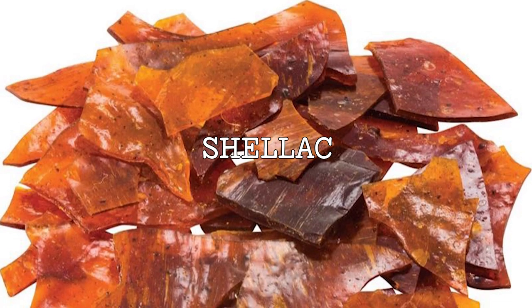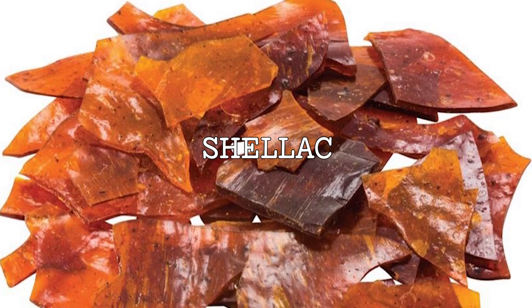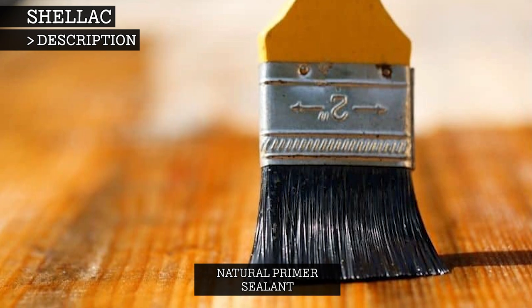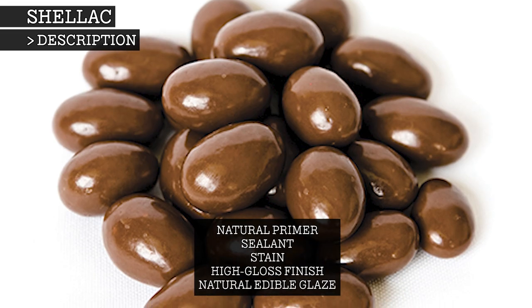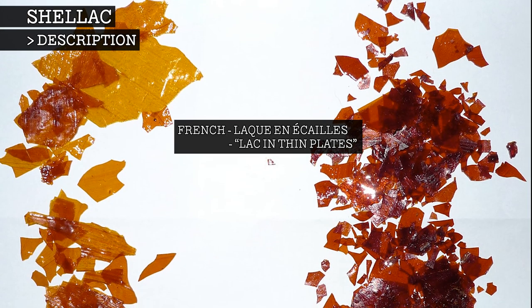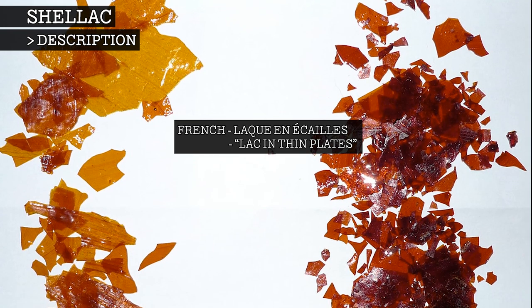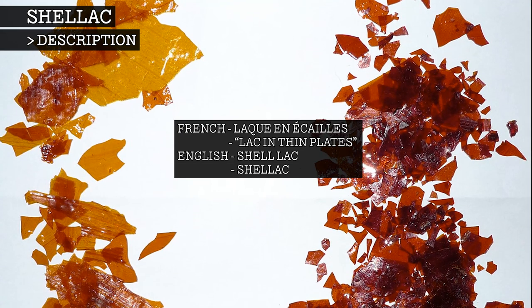Shellac is made from a resinous substance called lac, which is secreted by a number of species of lac insects. It is used as a natural primer, sealant, stain, high gloss finish, and as a natural edible glaze. The name shellac comes from the French laconicaille, which means lac in thin plates. In the 18th century, the English translation became shell lac, now shortened to shellac.